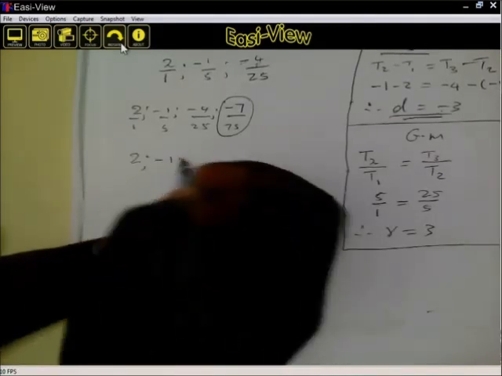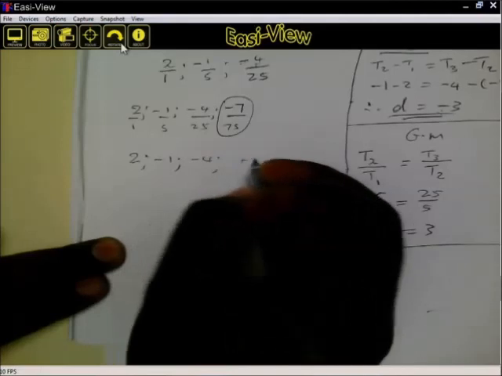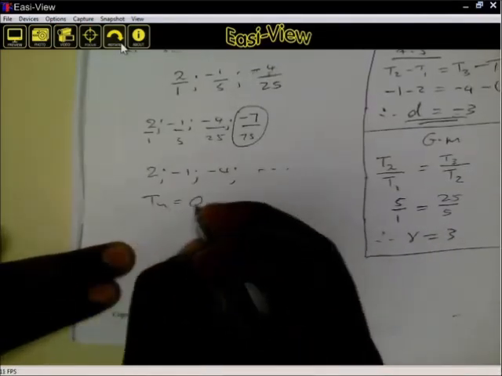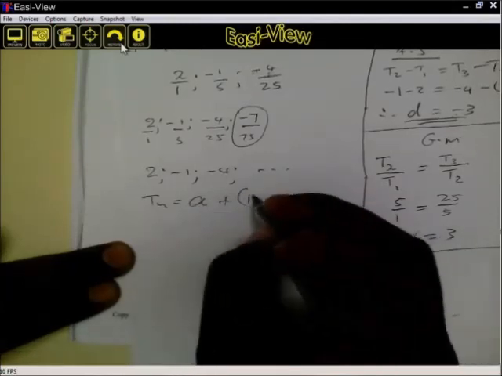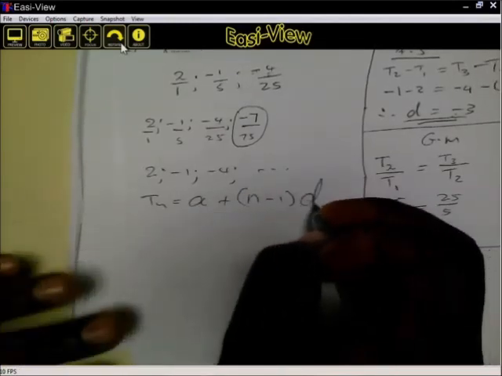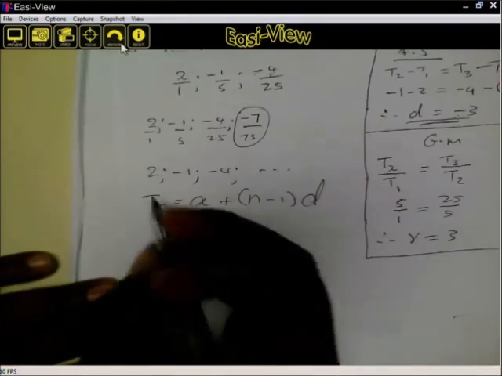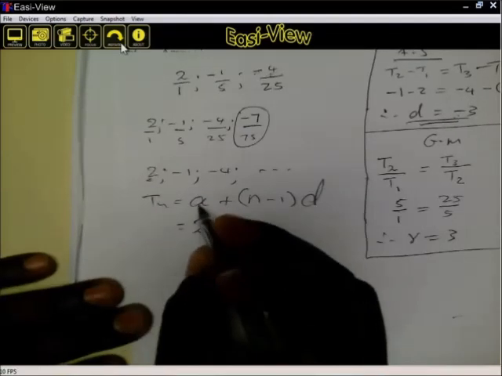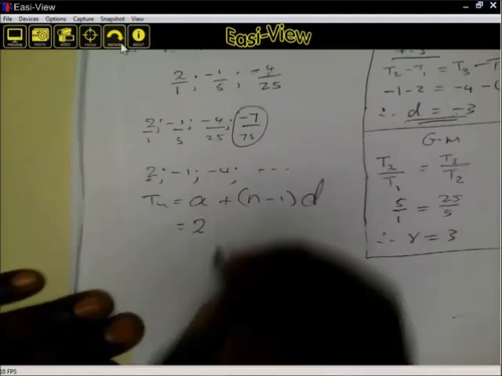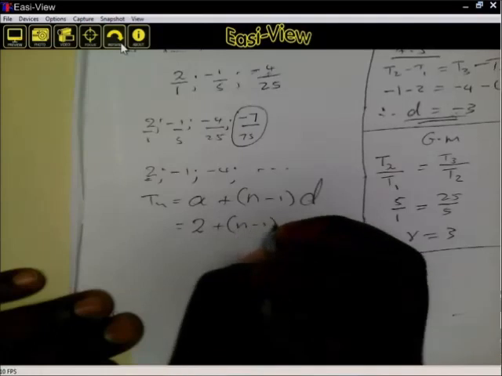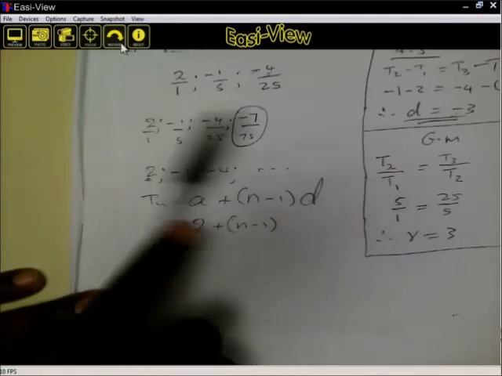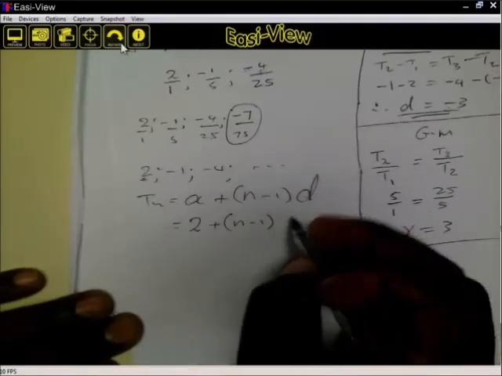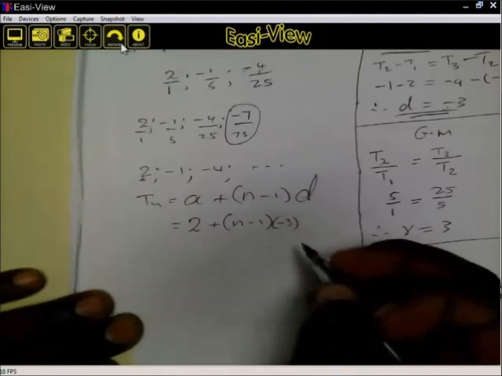2, -1, -4, and so on. The general term we say Tn is equal to a plus in brackets n minus 1 d. From the sequence here, what is the first term? The first term is 2. So in the place of a, we write 2 plus n minus 1. Now the common difference, remember, we found the common difference to be -3. So it means in the place of d, we write -3.